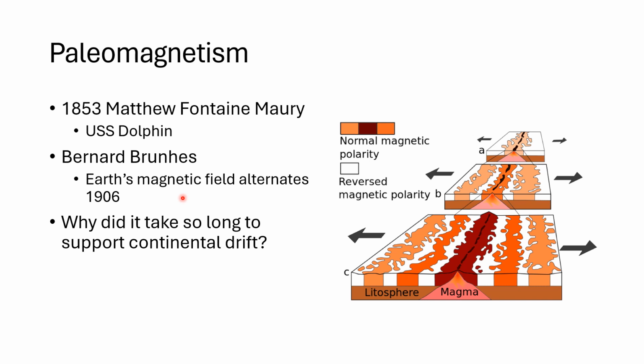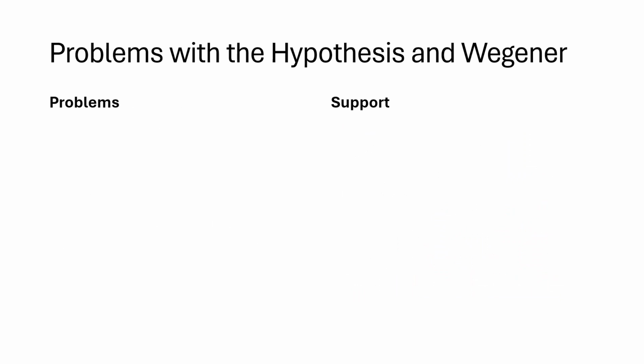Besides that, why did it take so long for global scientific support, the geologists, to support this concept? Well, let's take a look at that. There were problems with the hypothesis, right? You had a lack of understanding of that driving force, that mechanism of plate tectonics. You had evidence that pointed to, yeah, this happened, but we need to know how. Is it possible that this happened? So that was a lack.